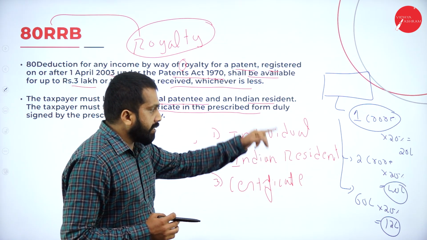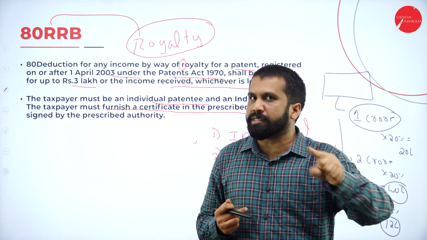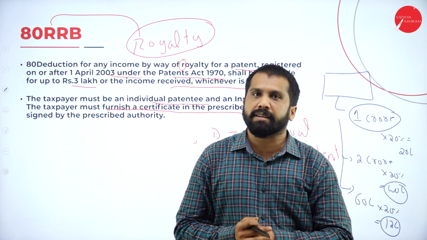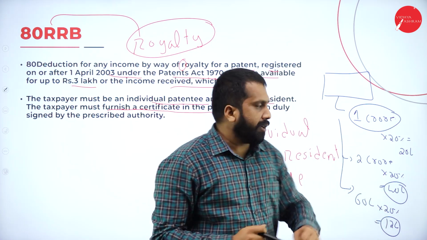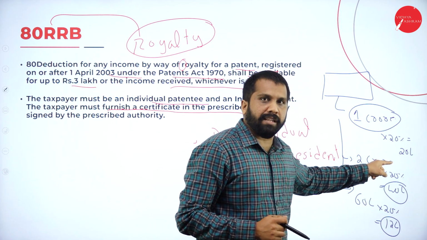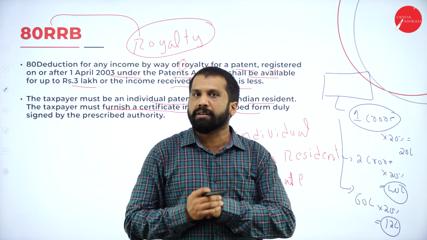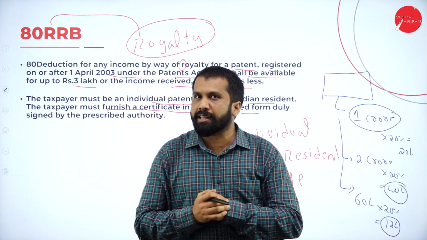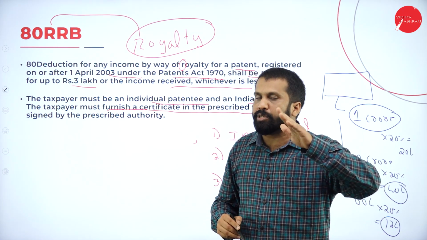So in this contract, the contract between me and that person is called royalty. Clear? And whatever we are talking about in 80RRB, it is all about whatever he gives me, 20%, like 20 lakh, 40 lakh, 12 lakh, that is called royalty. How much deduction can you claim? Up to 3 lakh or actual collected, whichever is less, you can claim.